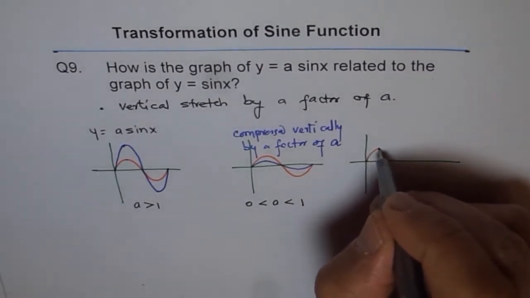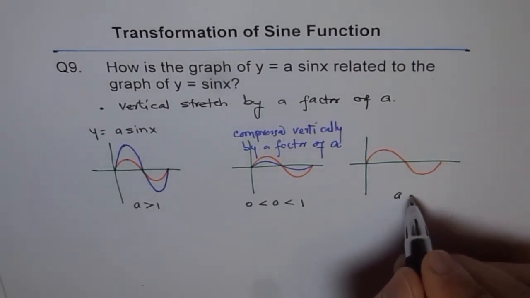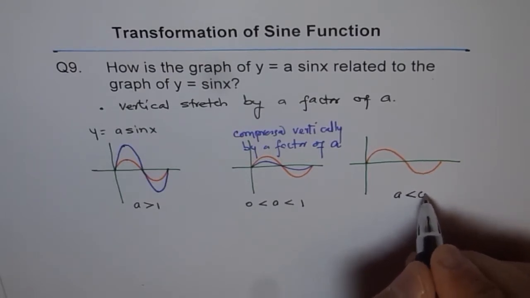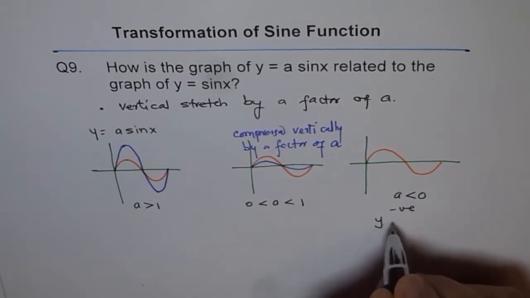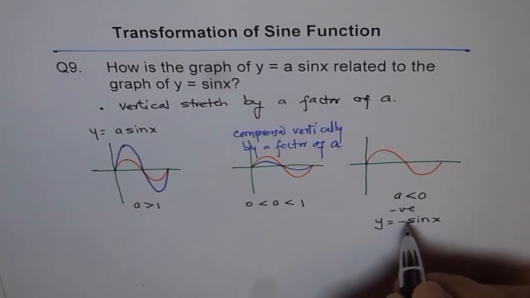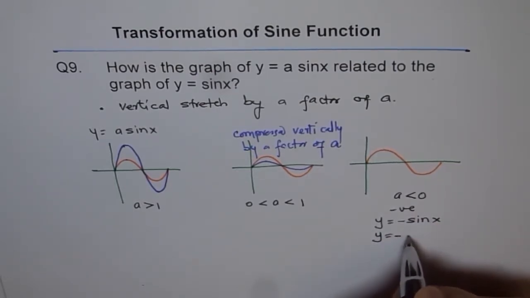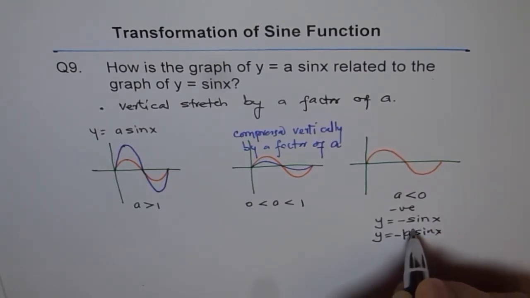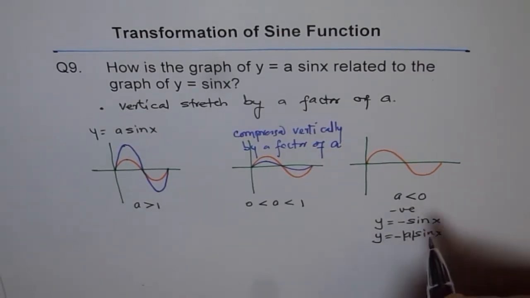Now let's consider the case when a is minus 1, right? So that means I'm considering the case when a is actually less than 0. That means a is negative. That means we are talking about something called y equals minus sine x, right? Okay, of course I didn't write a here. Let me write again. y equals minus a sine x. That is good. Let me make it absolute value. I hope I'm making you understand rather than confuse here.